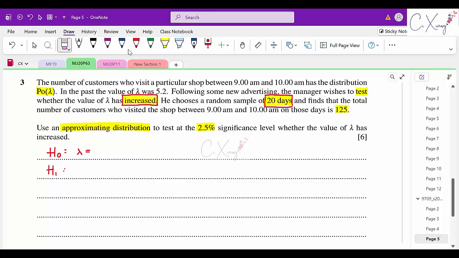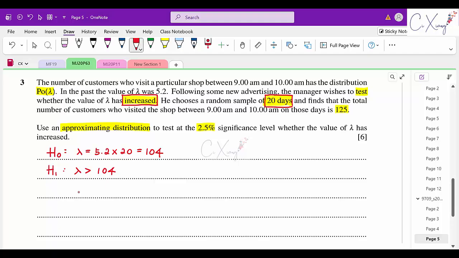Therefore, the lambda is not 5.2. My preference is to write out the lambda for the number of days that we use to observe for the test. In this case we have 20 days, so 5.2 is for 1 day, and I multiply by 20 days, and the lambda that we want to test is 104. So to carry out this test, my lambda is 104. 5.2 is for only 1 day, but I have 20 days in total. Then how about the alternative hypothesis? The keyword increase tells me that it is greater than 104.